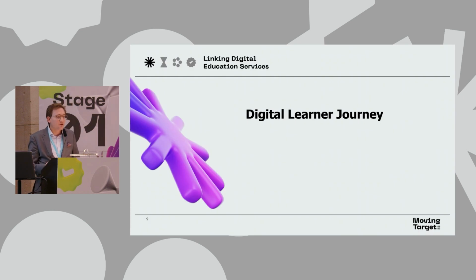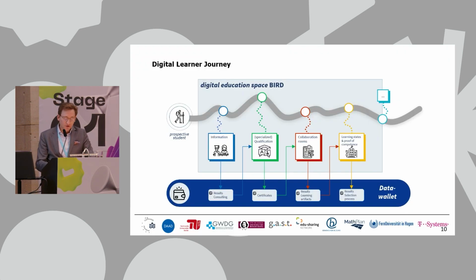Now let me come to the digital learner journey, and this slide shows in a simplified and schematic way how the network digital infrastructure will support digital learner journeys. Our interoperability mechanisms decouple personal data and metadata. That means there's no direct exchange of personal data between service providers. The exchange of personal data with services is organized via the learner himself by using the data wallet.